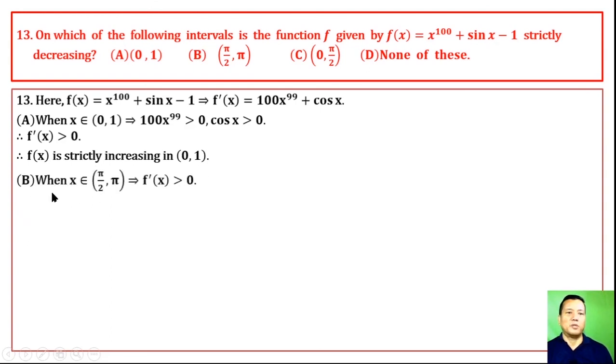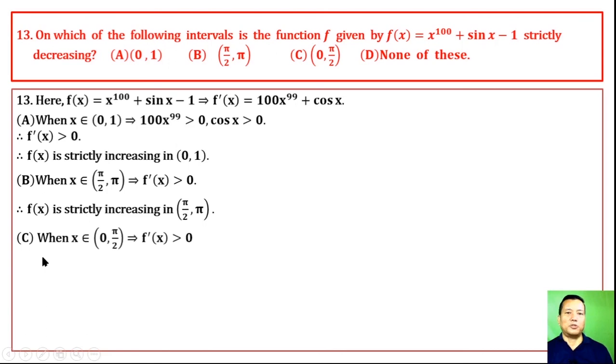For b, when x belongs to pi by 2 to pi, the sign of f dash x is greater than 0. Therefore, f of x is strictly increasing in the open interval pi by 2 to pi. For c, when x belongs to 0 to pi by 2, f dash x its sign is positive. Therefore, f of x is strictly increasing in the open interval 0 to pi by 2. Thus, the answer is D.